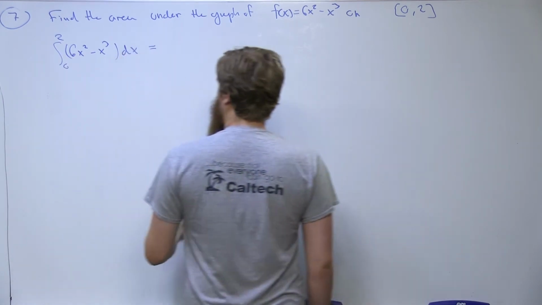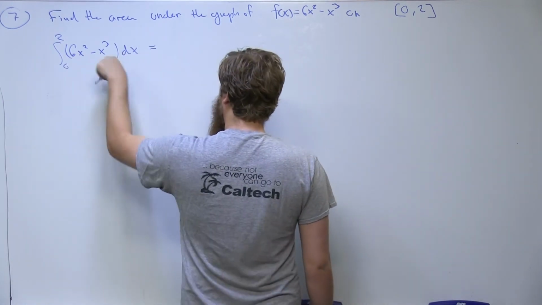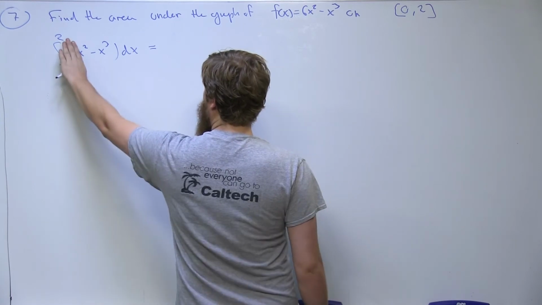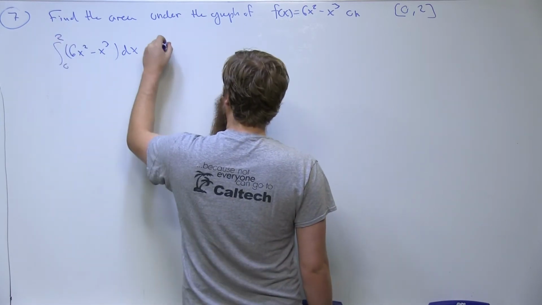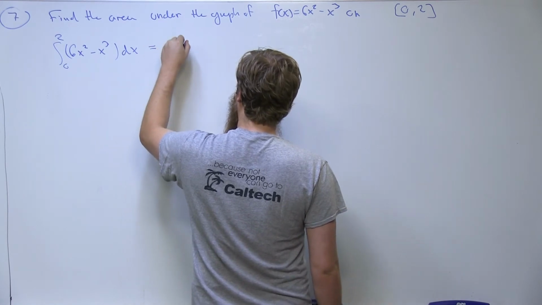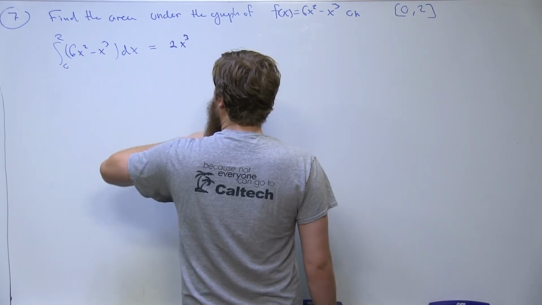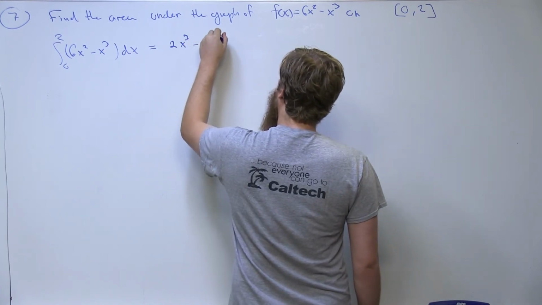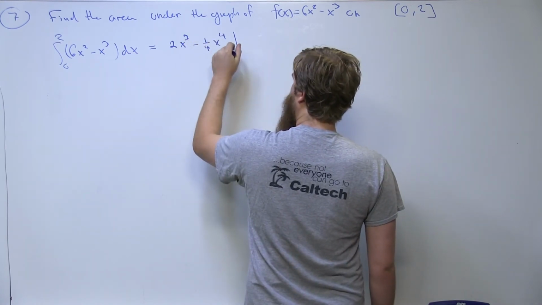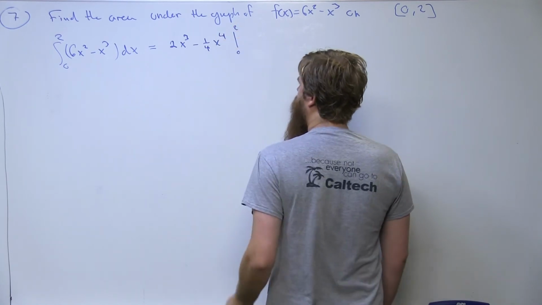And the method is just the power rule. So first we'll find antiderivatives for each of those. An antiderivative for x squared is 1/3 x cubed. So that 6x squared will become 2x cubed. And this guy will become 1/4 x to the 4, and we need to evaluate between our endpoints 0 and 2.